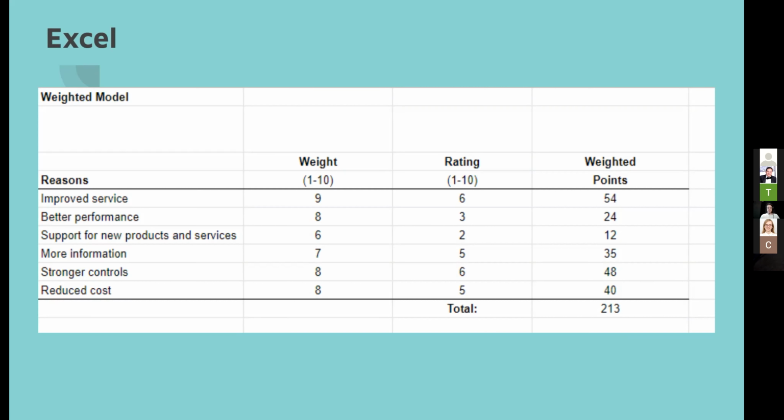For support for new products and services, we rated it 6, which is the lowest, because the system does not need many new IT supports. But it requires more staff to support students when they have a problem with the new system. And we related it to the fact that they have so many students. So students need more staff to support or help them more quickly when they have a problem with the registration.